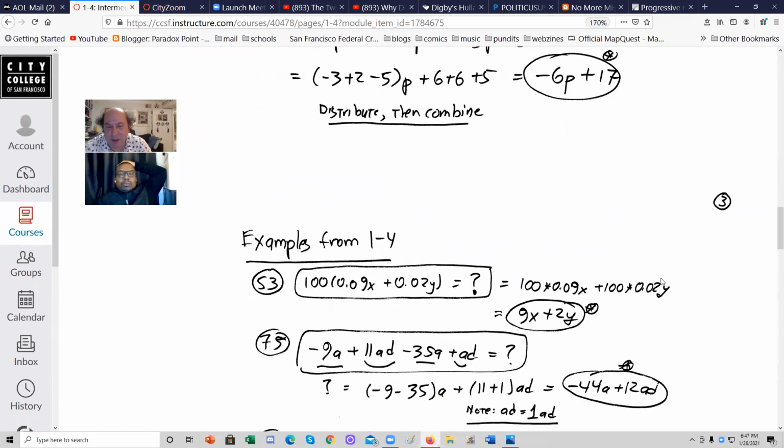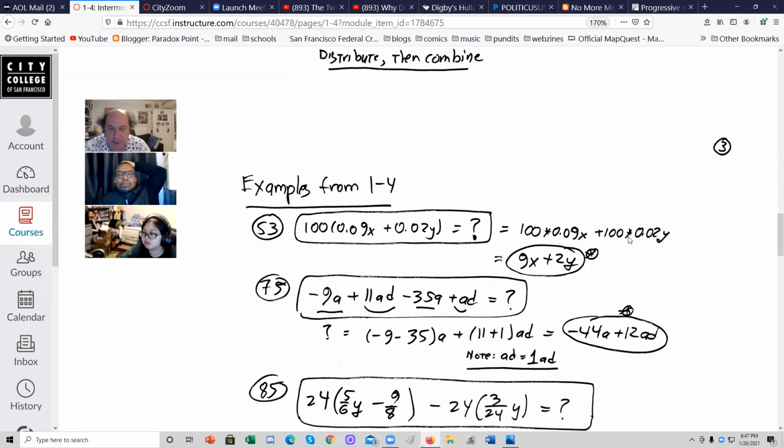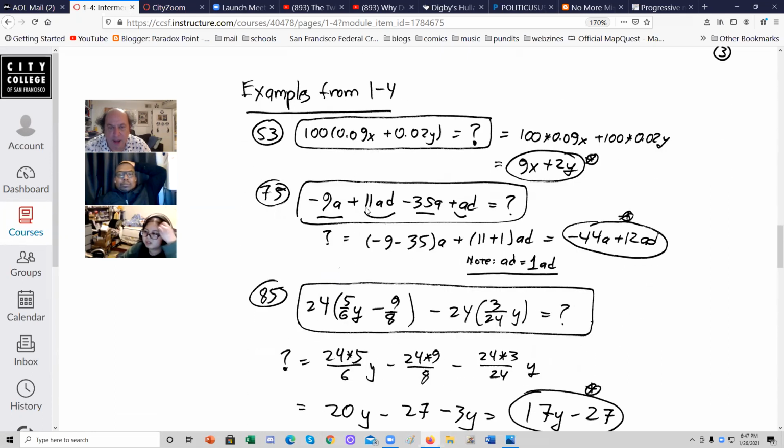Now here are some examples. 100 times (0.09x plus 0.02y). What is that? We'll distribute the 100 over each of these two terms. You get 100 times 0.09x plus 100 times 0.02y. 100 times 0.09 is 9. 100 times 0.02 is 2. So 9x plus 2y.